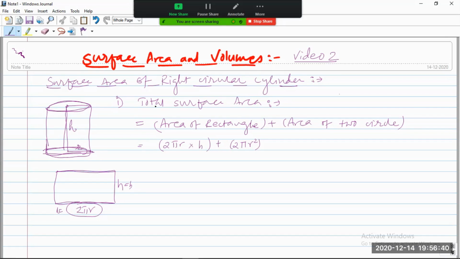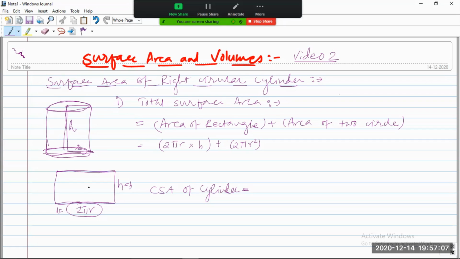We have two types of surface area. One is called the total surface area and another one is called the curved surface area. So what will be the curved surface area, before finding the total surface area? The curved surface area for this right circular cylinder is nothing but, if you see students, it is made up of a rectangular sheet. So the curved surface area is nothing but the rectangle.